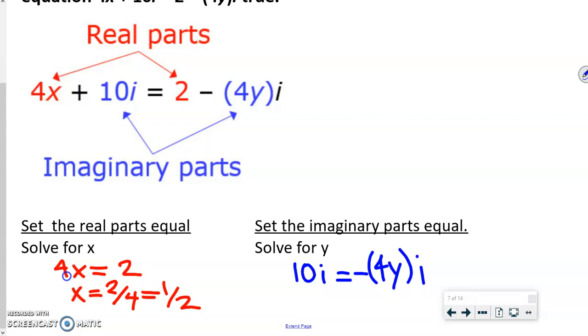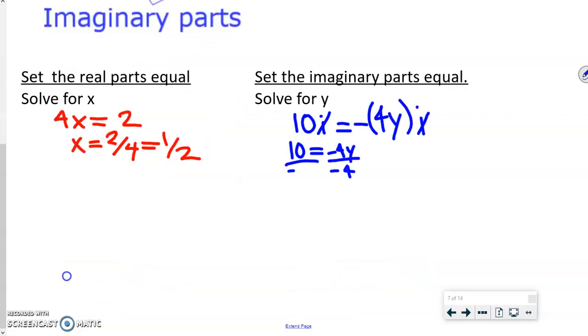Now, if we've got i's on both sides, hopefully y'all remember that they can cancel each other out because I can divide both sides by i. So that means I've got 10 equals -4y. I'm going to divide both sides by -4. When I do that, then y is equal to, if I divide 10 by -4, -2.5. Okay?